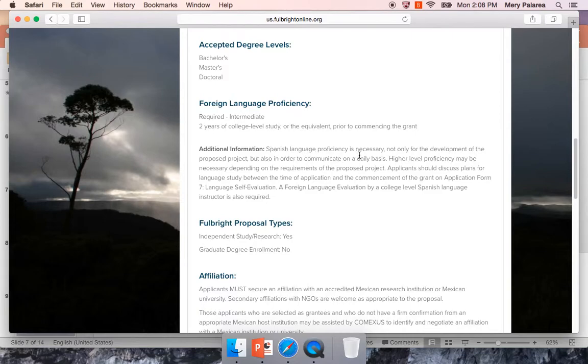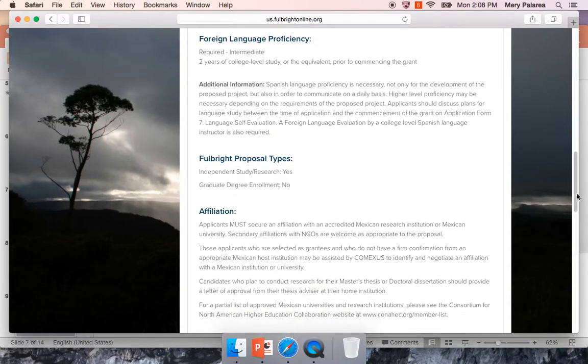But they're saying that Spanish language proficiency is really necessary, not only for the development of your project, but also in order to communicate on a daily basis. And higher level proficiency may be necessary depending on the requirements of your proposed project. This intermediate level is really the minimum they want. And you better believe that this is going to be very competitive. With Spanish so widely spoken in the United States, you're going to have several applicants who are fluent. So if you don't know any Spanish right now, this is probably not the best place for you to apply. And I would definitely start brushing up on your Spanish ASAP. Again, the more formal the coursework, the better.